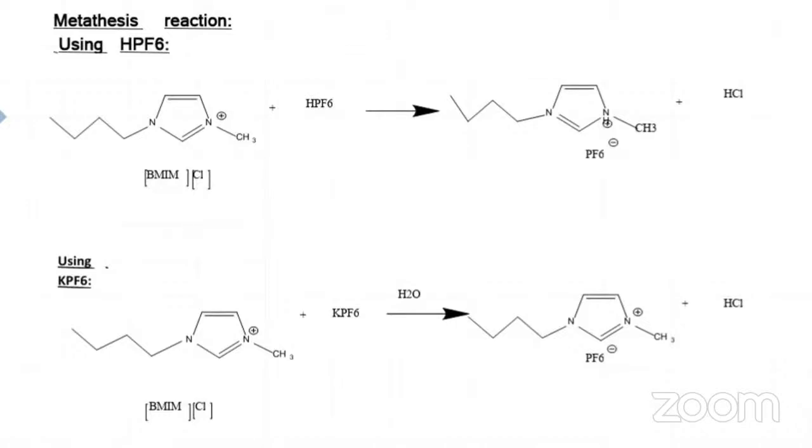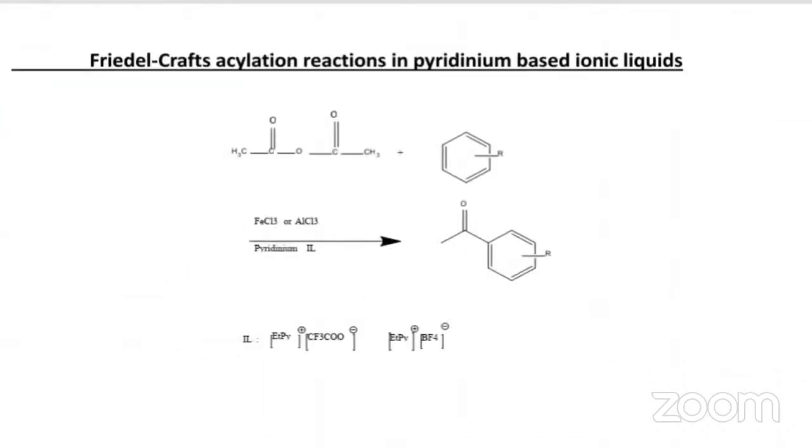Now, here is the pyridinium acylation reaction, where pyridinium-based ionic liquids are used as solvent. Here, acetic anhydride reacts with the alkylated benzene in presence of FeCl3 and pyridinium-based ionic liquids to form the alkylated acetophenone. Here, the pyridinium-based ionic liquids are used as solvent.